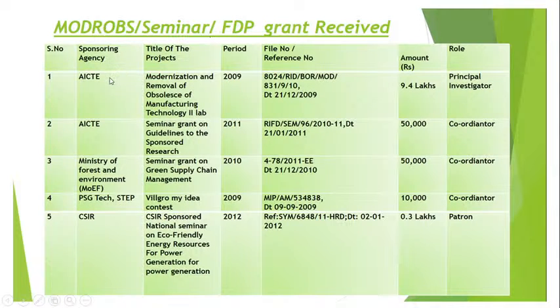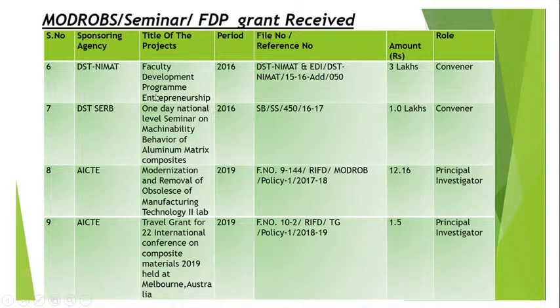And other grants: I got 2 MODROBS, one received in 2009 and another in 2019. Another, a seminar grant, I received in 2011. An MOU in 2010 and CSIR in 2012. Then DST NIMAT, an FDP, 3 lakhs, in 2016. DST SERB 2016, 1 lakh. Then travel grant 2019, 1.5 lakh. And recently another grant, the 10th grant, the AICTE grant for creating a higher education program for SC/ST students. That funding is 10 lakhs. Including that, it will come to around 1.5 crore.